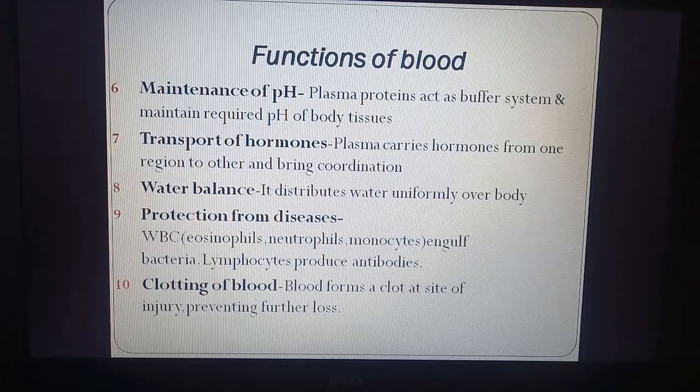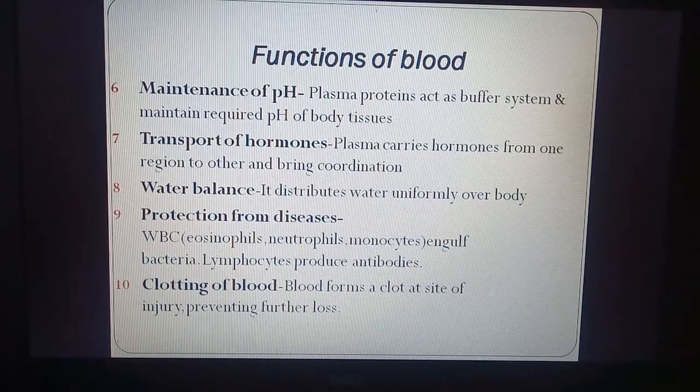So these proteins, what is a buffer system? It is a system in which if acid is added or alkali is added, the pH does not change. So these proteins help in maintaining the pH of blood.